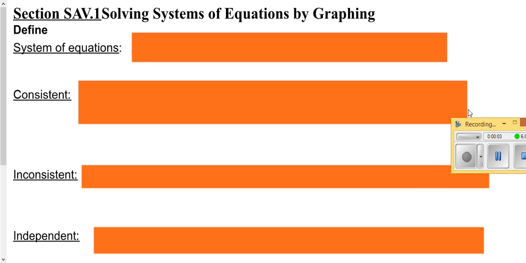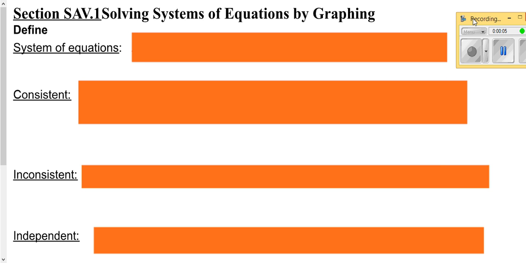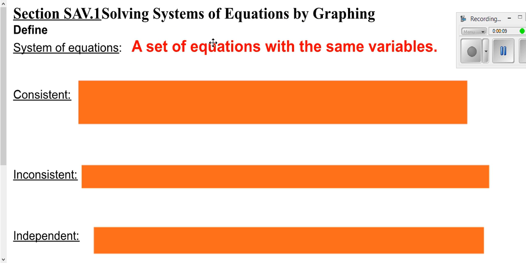We're going to go ahead and look at solving systems of equations. Now, a system of equations is a set of equations that uses the same variables. Now, systems of equations can either be consistent or inconsistent.